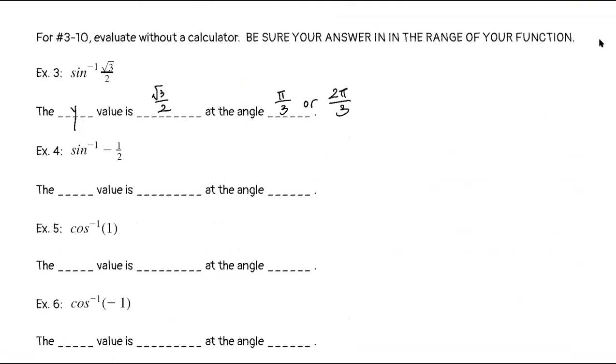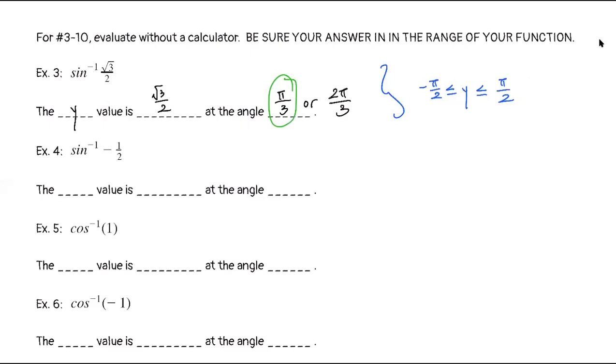Is pi over 3 between negative pi over 2 and pi over 2? Yes, right? So our answers are between those two values. Well, pi over 3 is in between there, so that's good. But let's check the other one.